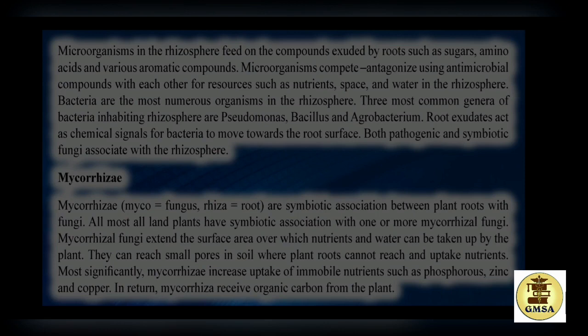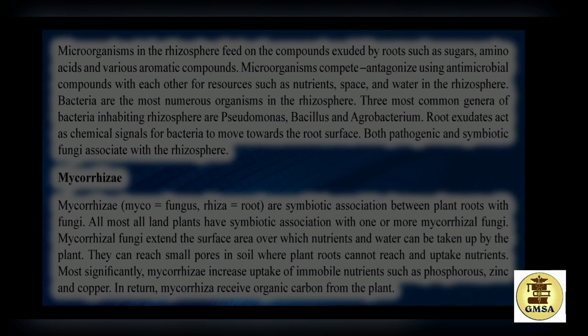Root exudates act as chemical signals for bacteria to move towards the root surface. Now this root consists of several chemical secretions, and these chemical secretions act as chemical signals for the bacteria, and they respond to these chemical signals and move towards the root surface. Both pathogenic and symbiotic fungi associate with the rhizosphere.